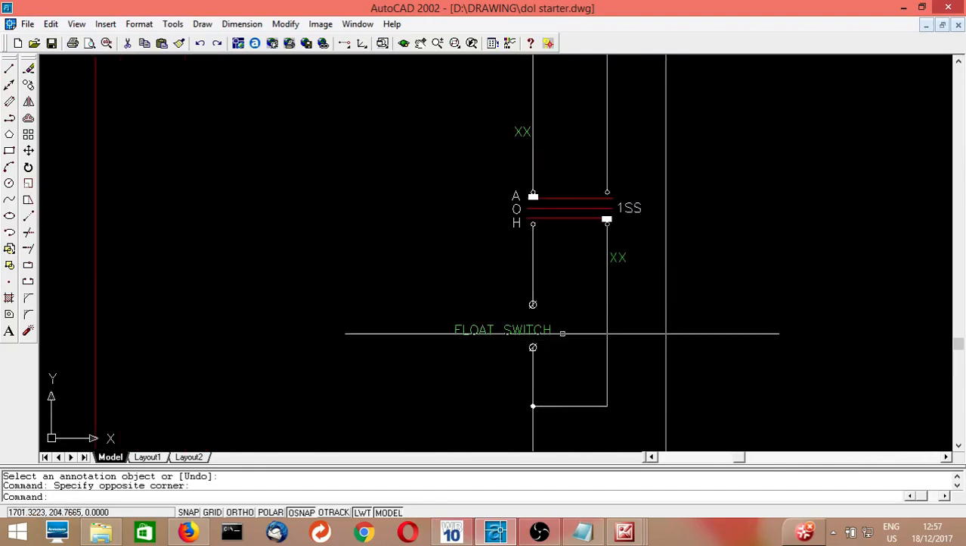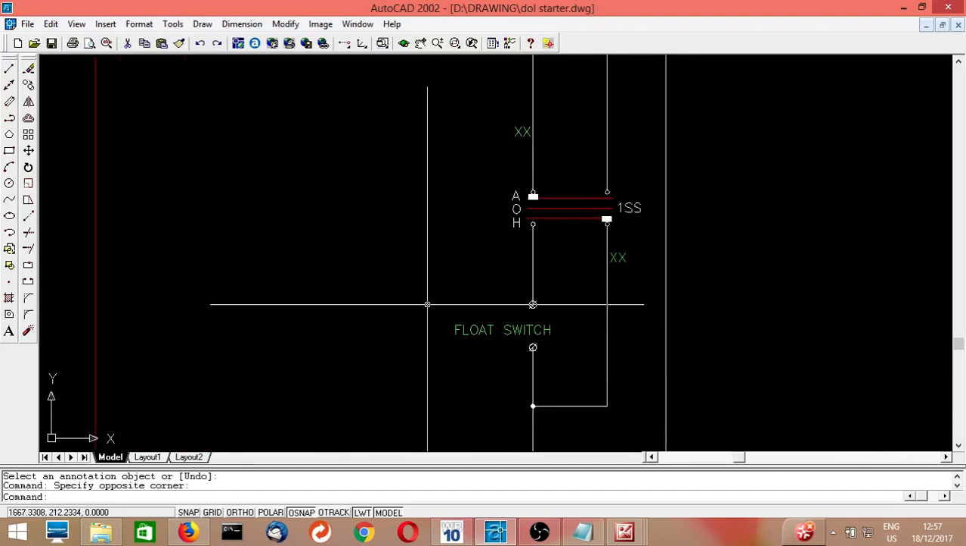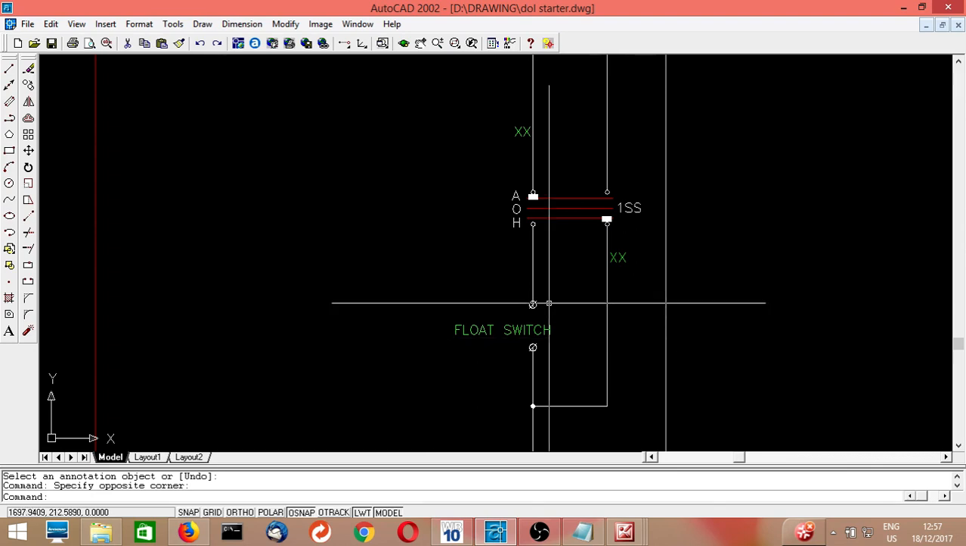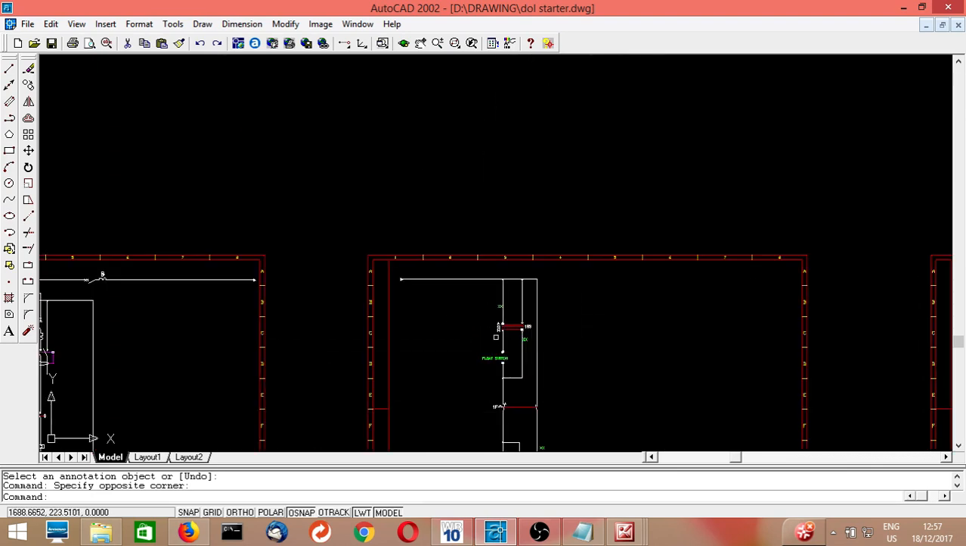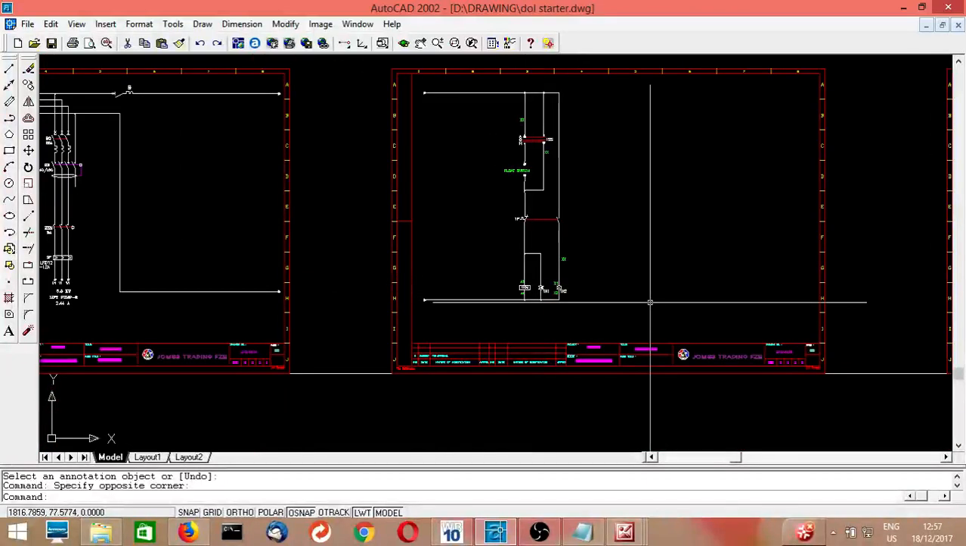Same way, whenever the water is going down by the use of the people, water is going down in that overhead tank, the float will go down, and again it will close this circuit, and this coil will get energized and the motor will run. Like this we can automatically control the motor to fill the overhead water tank.